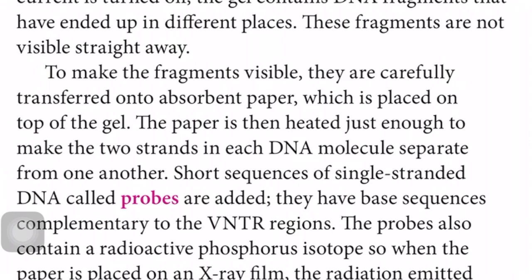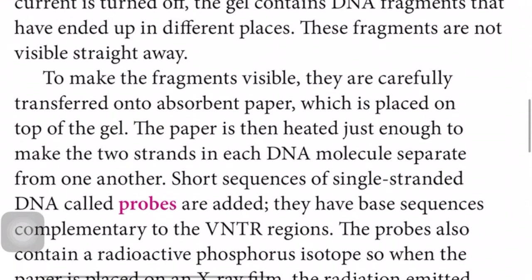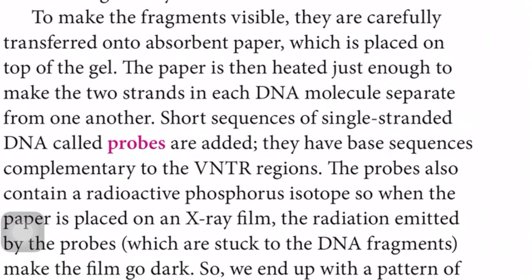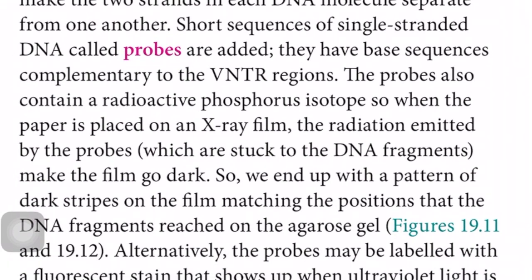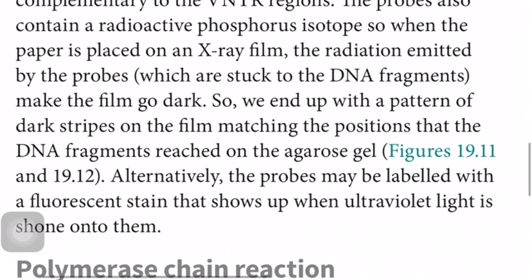These fragments are not visible straight away. To make the fragments visible, they are carefully transferred onto an absorbent paper, which is placed on top of the gel. The paper is then heated just enough to make the two strands in each DNA molecule separate from one another. Short sequences of single-stranded DNA called probes are added. They have base sequences complementary to VNTR regions. The probes also contain a radioactive phosphorus isotope, so when the paper is placed on X-ray film, the radiation emitted by the probes, which are stuck to the DNA fragments, makes the film go dark.